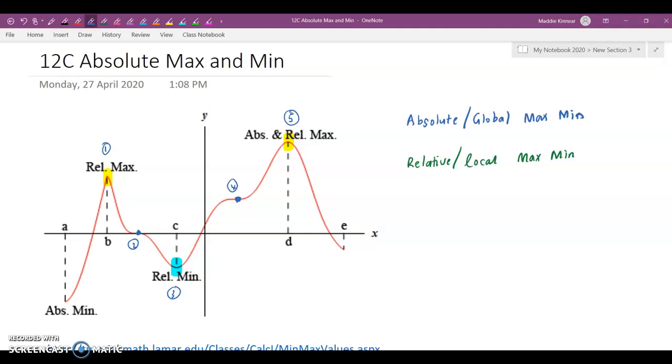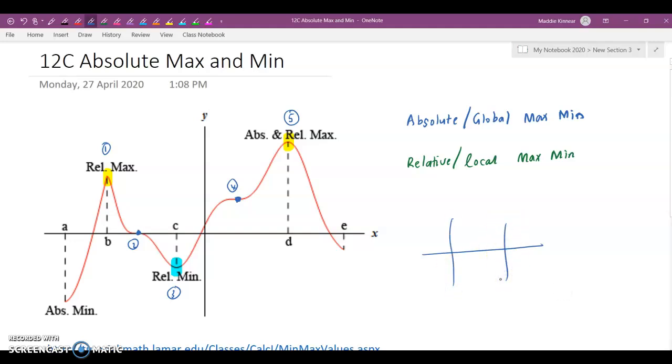Points 2 and 4 are stationary points, but they are points of inflection. So we have to be careful that when we set our first derivative equal to 0, we don't just assume that all points that come out from that will necessarily be a maximum or minimum. And the way we can check that is by using a sign diagram. So we can have a look here.